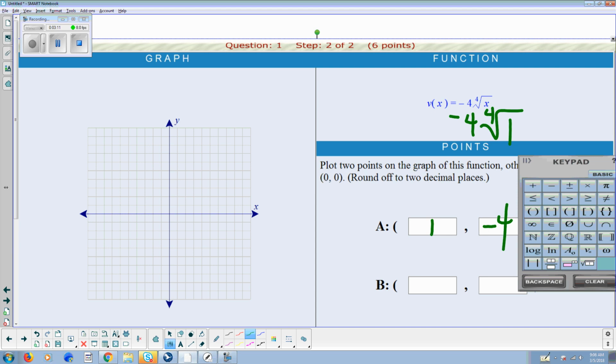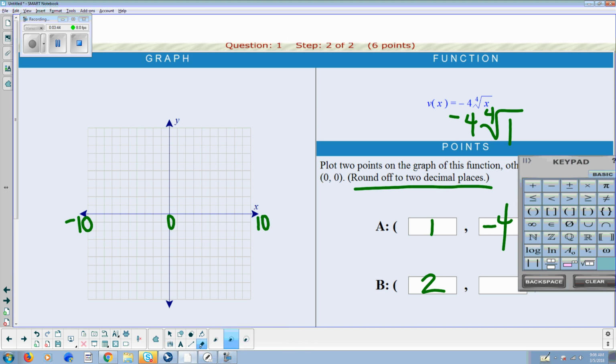Pick a second number. I believe here it's going to ask me to pick numbers that fall between 0 and 10, or -10 to 10, because of showing up on this particular graph. If I were just going to pick something, I would pick something that had a fourth root, like 16. But 16 doesn't show up here, so I may just pick the number 2. And it says I can round off to 2 decimal places. So if I substitute in a 2, I would take the fourth root of 2 and then multiply by -4 and round to 2 decimal places.